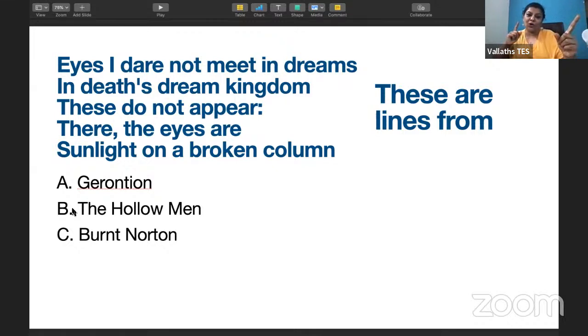Tell me. Eyes I dare not meet in dreams, in death's dream kingdom, these do not appear. There the eyes are sunlight on a broken column. Is it from Gerontion? Is it from The Hollow Men? Is it from Burnt Norton? Yes, it is from The Hollow Men. From there, Sunlight on a Broken Column, that title is taken.